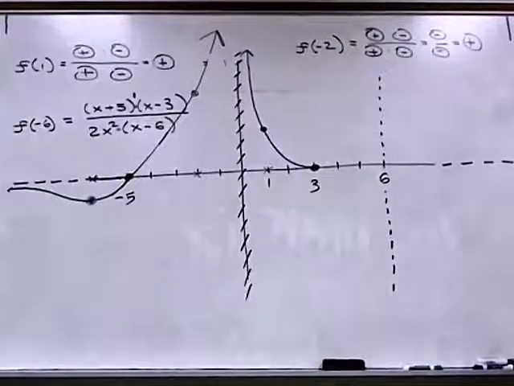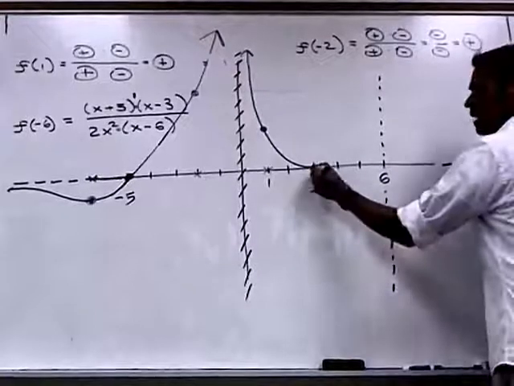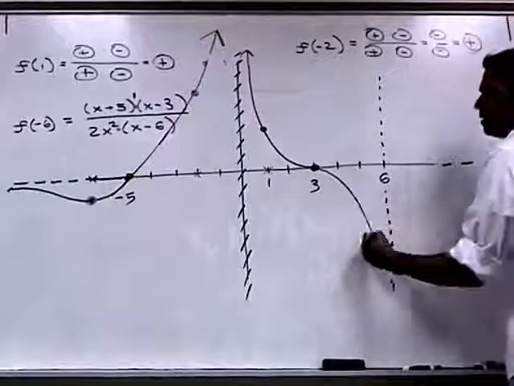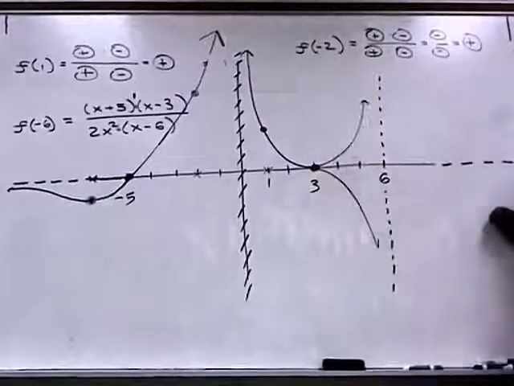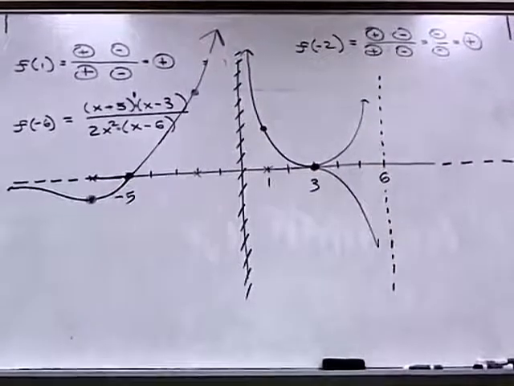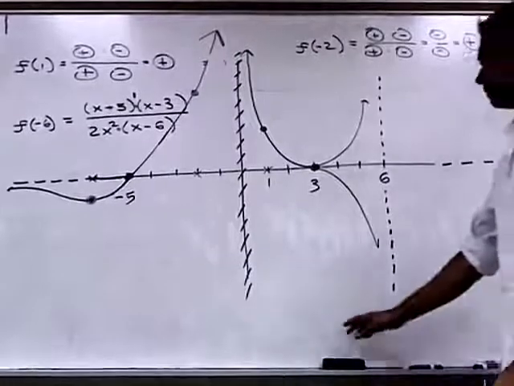All right, what about drawing it to the right? It could do this, or it could do this, right? So again, another test point. 4.